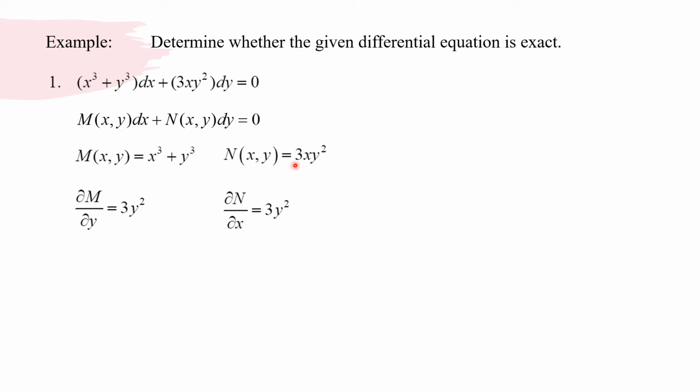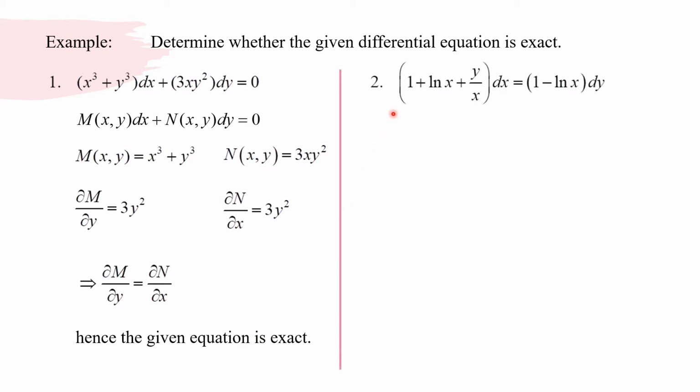So if n is 3xy squared, therefore 3 is a constant, y squared is also a constant, x is the variable. So when we differentiate x with respect to x, the answer is 1. 1 multiplied by the existing constant, which is 3y squared, and therefore del n del x is equal to 3y squared. So it seems that del m del y is equal to del n del x, which is 3y squared, and therefore we conclude that the given equation is an exact equation.